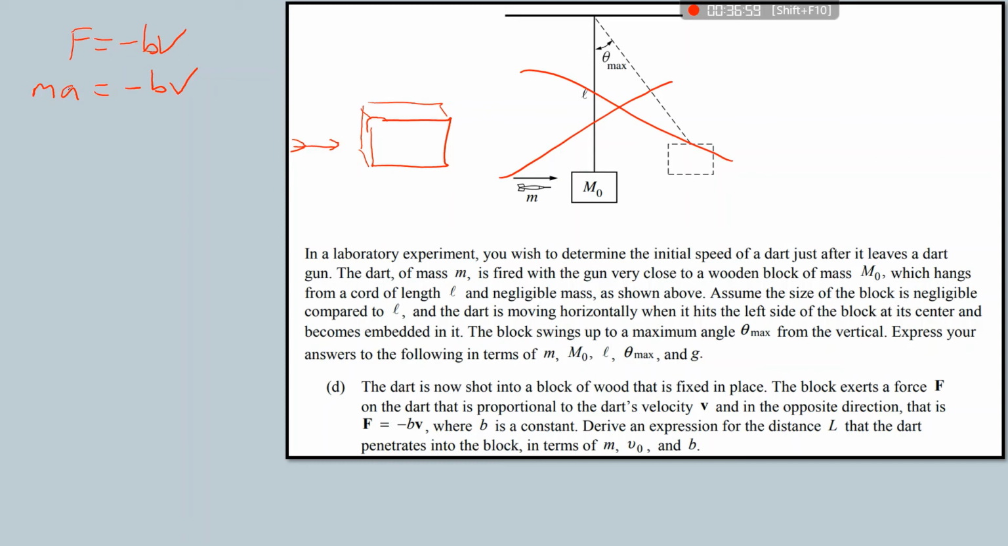Oh, so a is d squared x divided by dt squared. You're saying second derivative of displacement, I think. Yeah. Okay, to get there I'm going to need to do a first derivative first though. So a right now is equal to what? dv over dt.